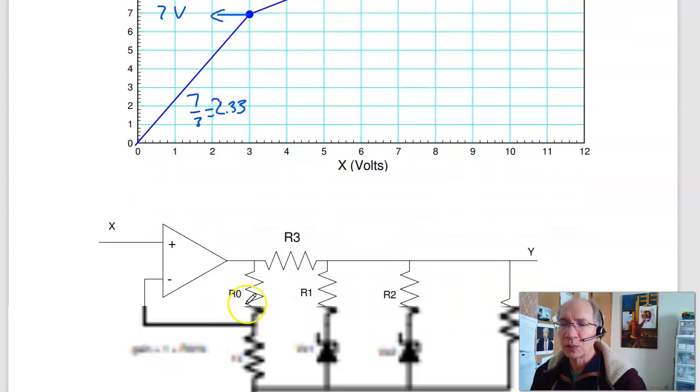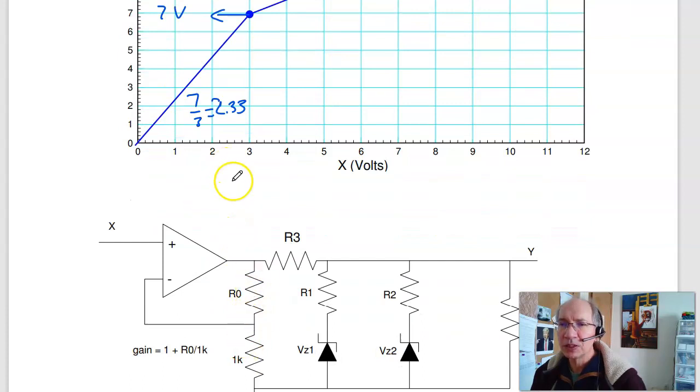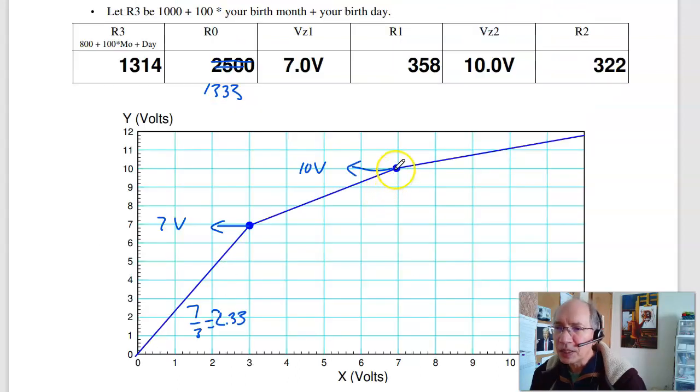That's 1 plus the gain, 1 plus the ratio. So R0 is 1333 ohms. Got a mistake there. This slope goes up by 3 and 4. This slope is 3/4. This slope is 2 over 5.